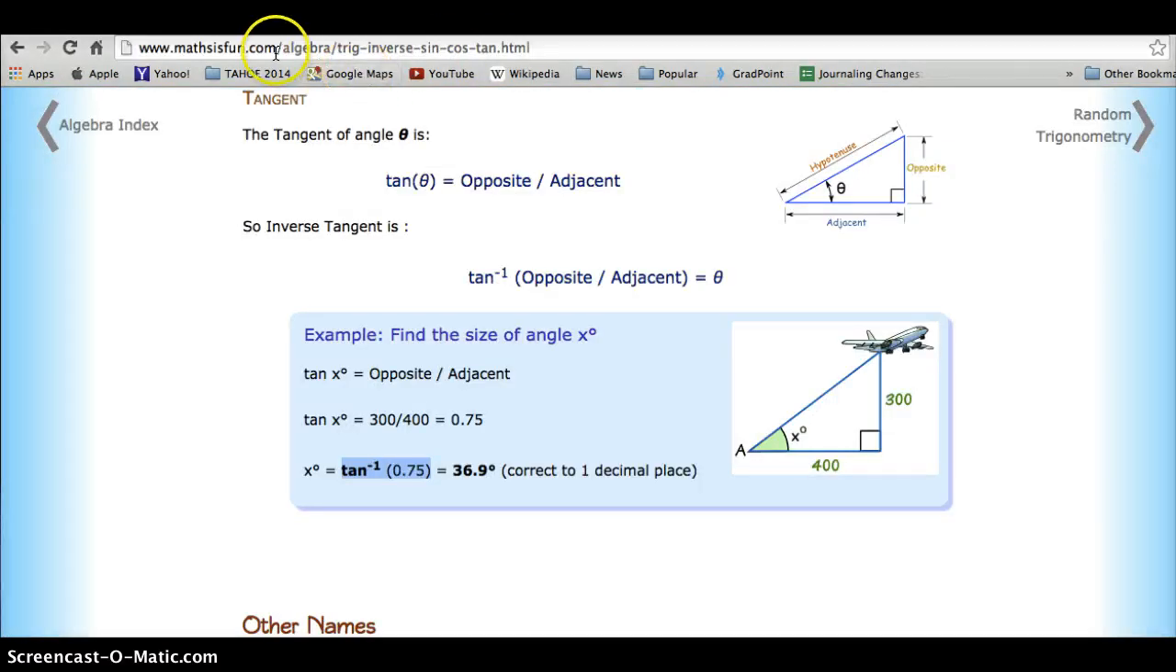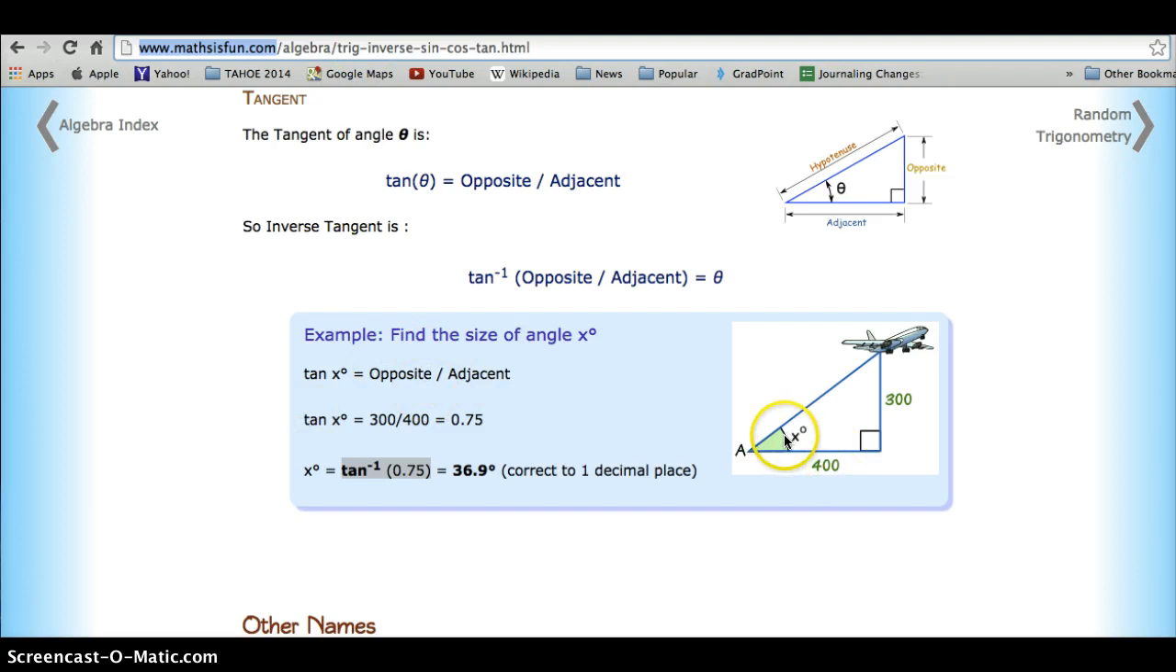There's a really good website called Math is Fun. So if you're looking for some simple graphics and simple explanations for all kinds of math concepts, this is a good site. I just figured it would be easier than trying to get to it on Gradpoint. So I'm using an example from here.